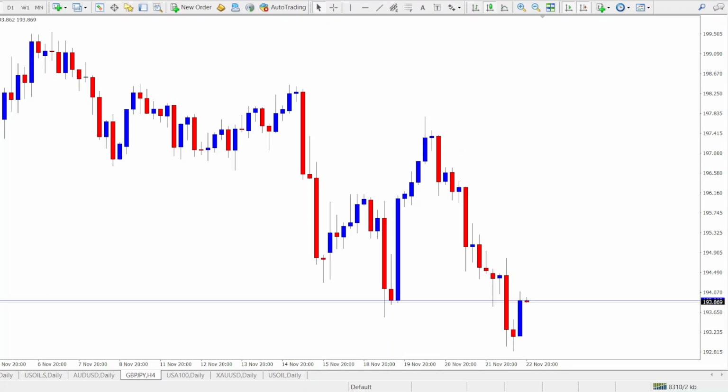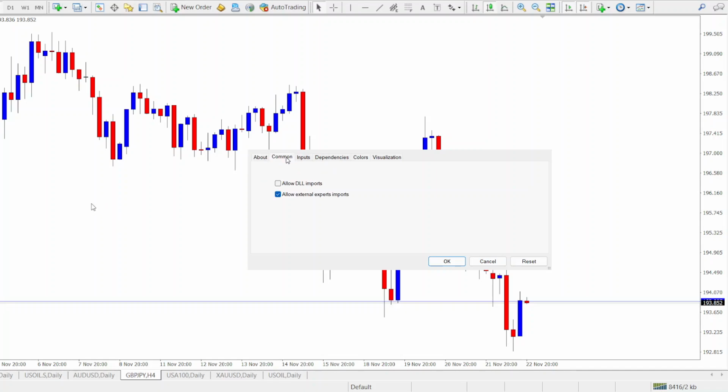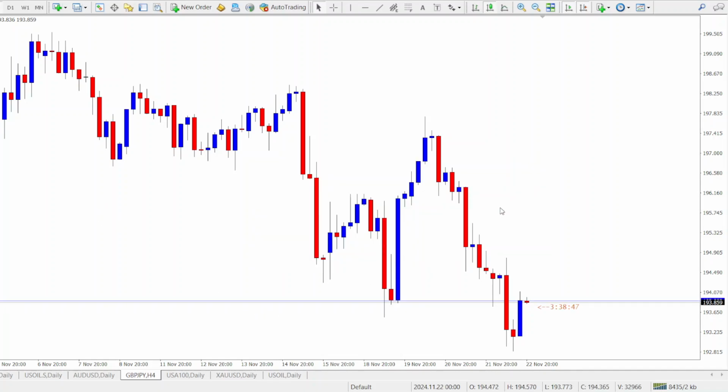Okay, if you want to make use of this indicator, you would have to download it from an external site, an external source, and add it to your indicators library and restart your terminal so that you can be able to use it. I have already done that, so I'm just going to add the indicator to the chart right away. Here we go. This is how the indicator looks.